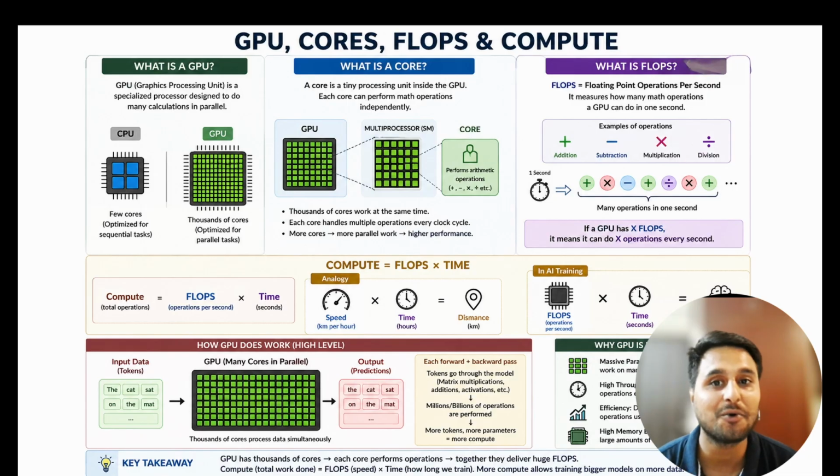Okay, and what is a core? A core is a tiny processing unit inside a GPU, and each core can perform math operations independently. So you can see on the screen, thousands of cores work at the same time. Each core handles multiple operations every clock cycle, and more cores means more parallel work and high performance.